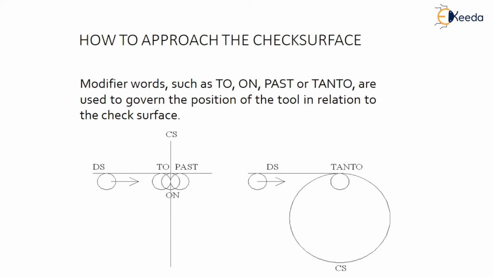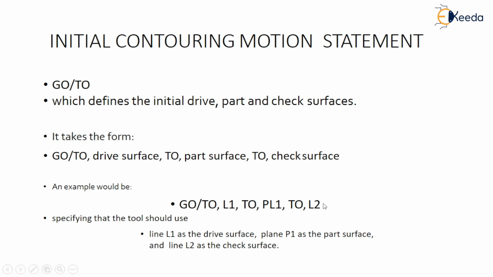So DS TO this particular CS location, and ON means the position will be on that CS, at the center, and PAST means the position will be after CS. That means it will move after CS. Next, TANTO. TANTO is used up to that particular tangent line, on the circumference of the circle.